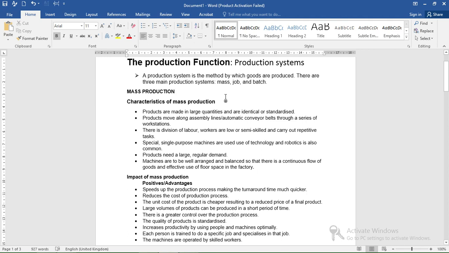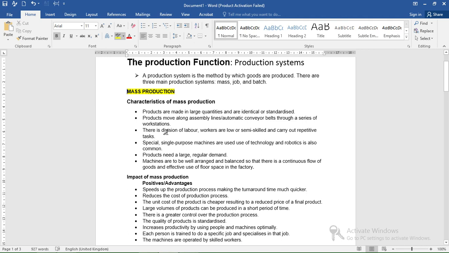On those 3 production systems, you just need to know their characteristics, and you need to know their impact, which is the advantages and disadvantages of using that method or that production system. That's all that we need to know about these 3 production systems. So we read each production system, make sure you understand its characteristics, its advantages and its disadvantages. That's all. So the word impact means the advantages and disadvantages of that production system. Okay, let's start with mass production.